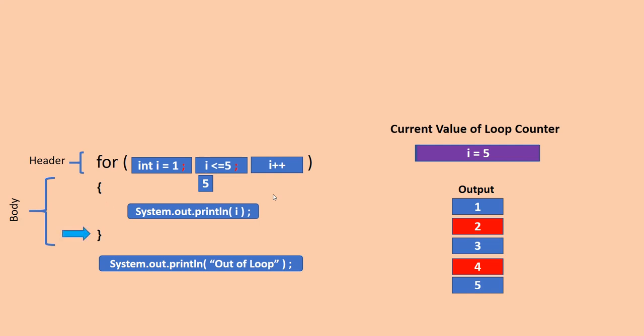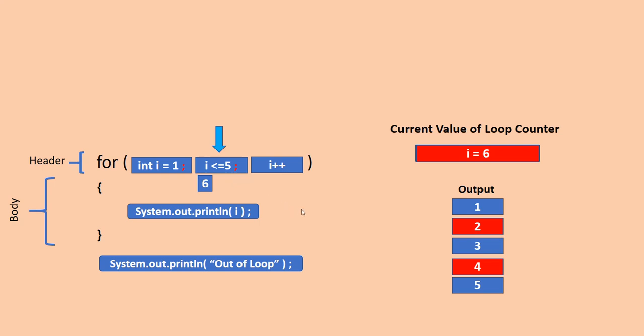And again, now after the control sees the end of the for loop body, it will return to the increment decrement statement. Now here you need to understand, the increment statement will increment the value of I to 6. So now after this, the condition will be evaluated. 6 is neither less than 5 nor is it equal to 5. So the condition is false.